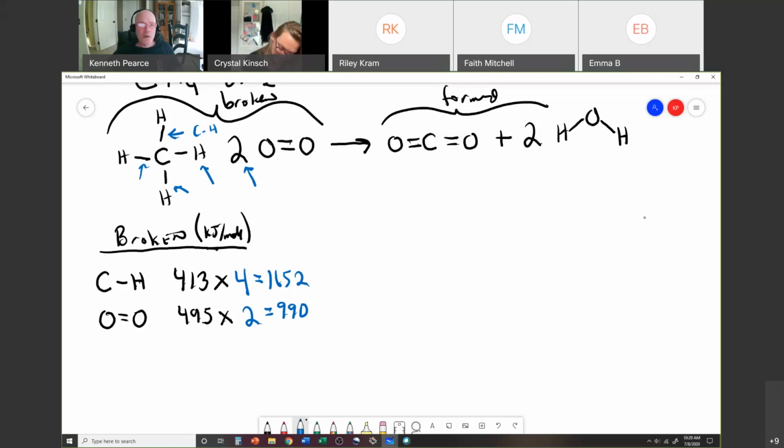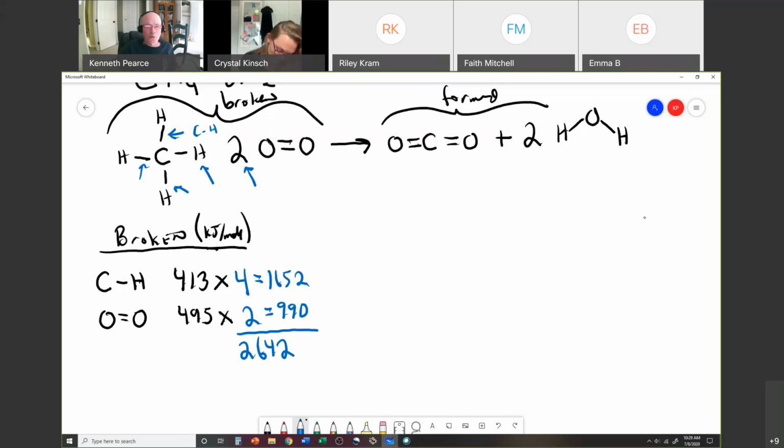Is there anything left to break on the left-hand side? The answer is no, there's nothing left to break. Let's go ahead and add these guys up, because the sigma means to add them up. So 990 plus 1652 is 2642. Now this is bonds broken. We have to put energy in. Bonds formed, we're going to subtract off.